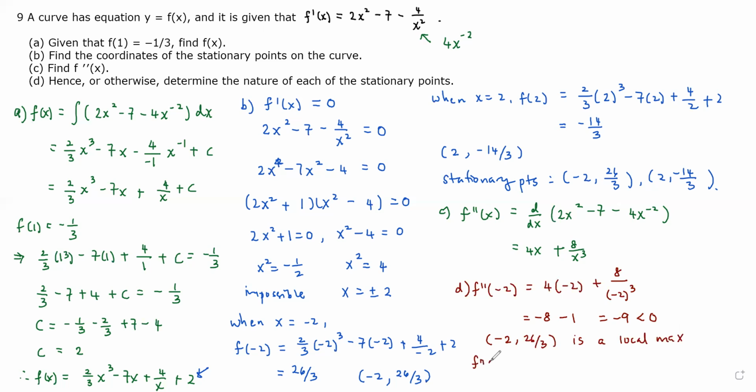Now we evaluate the second order derivative at x equals 2. So we have 4 times 2 plus 8 over 2 to the 3. That is 8 over 2 to the 3. So 8 plus 1, that is 9, which is positive. Then we say that the point with coordinates 2 and negative 14 over 3, this is a local minimum.